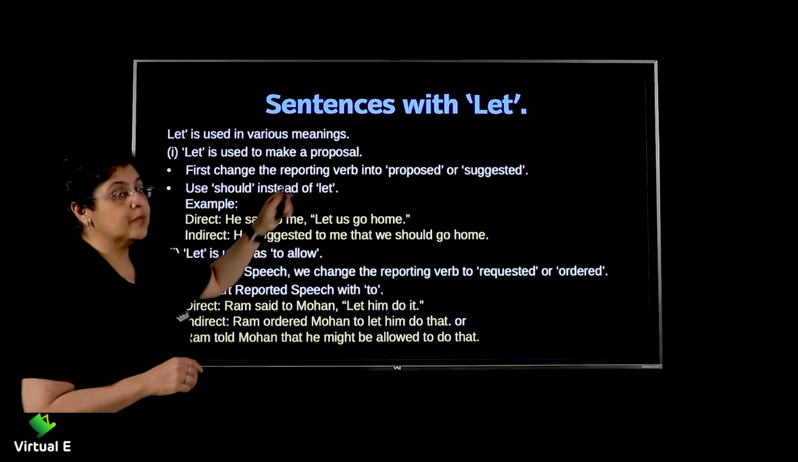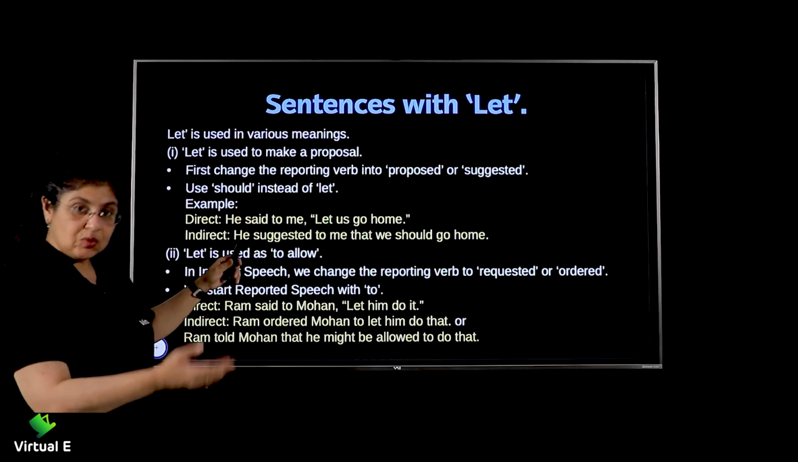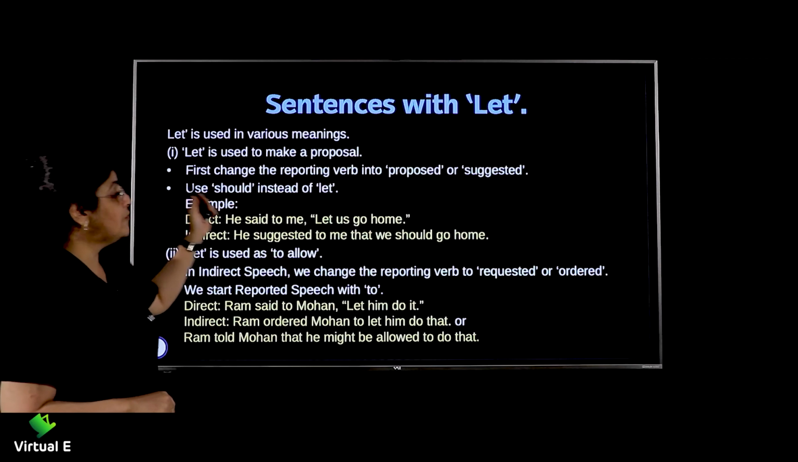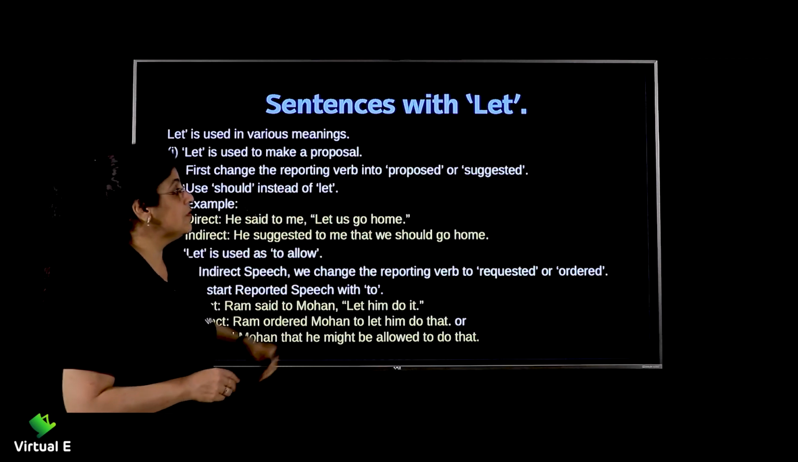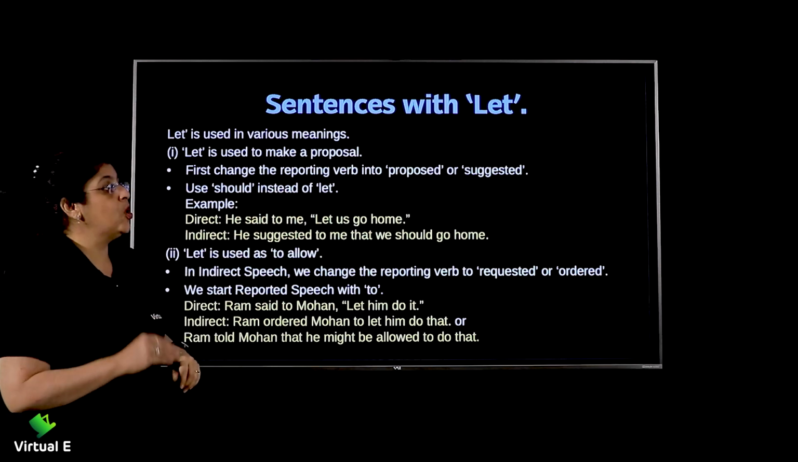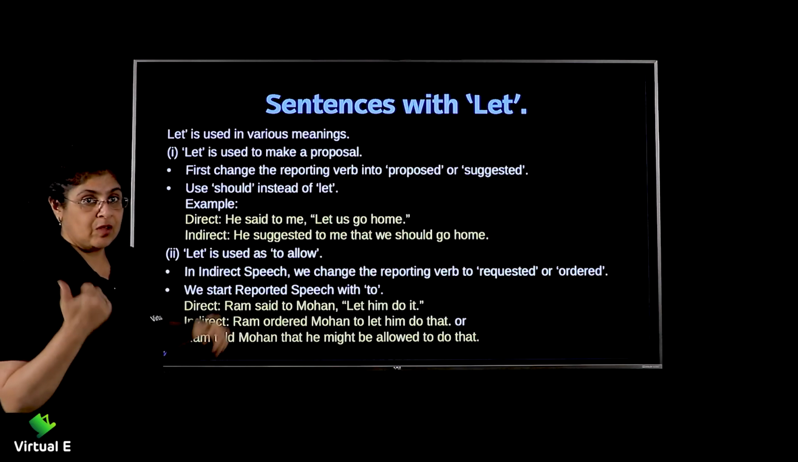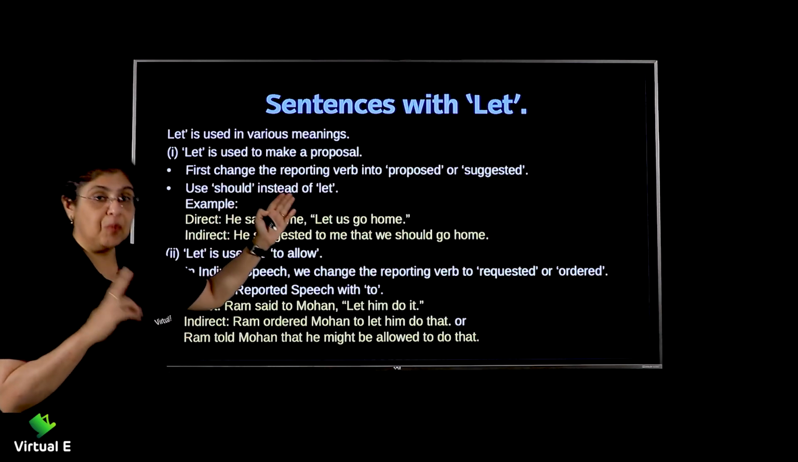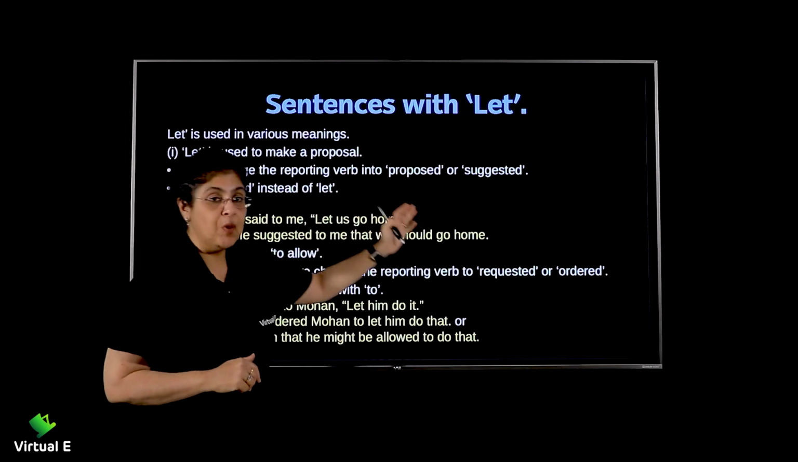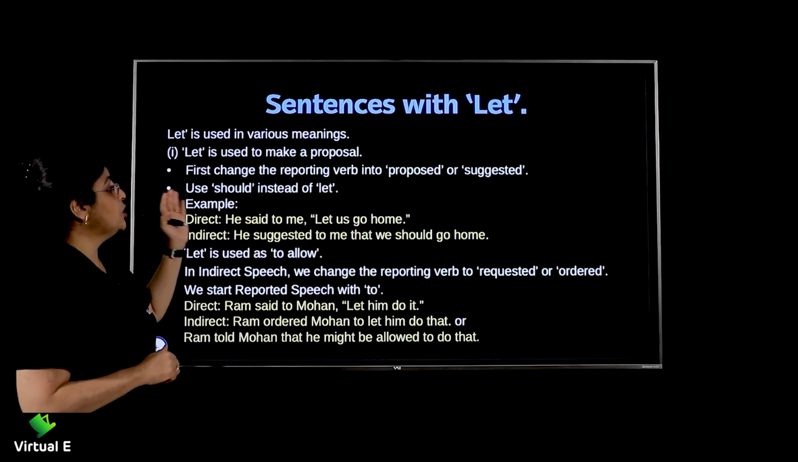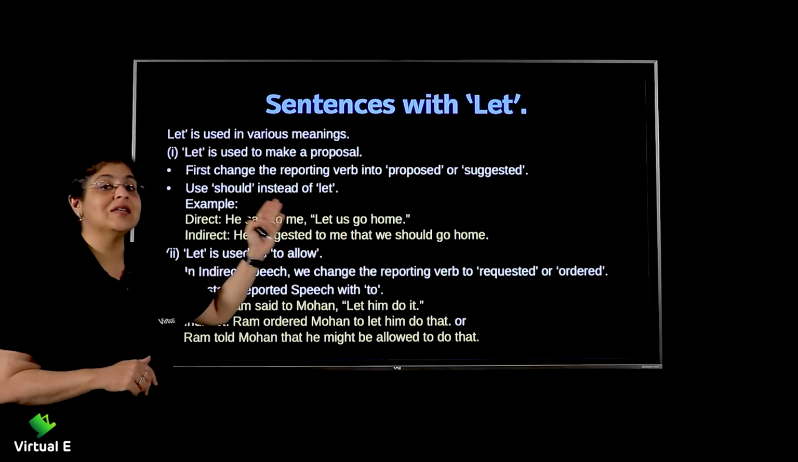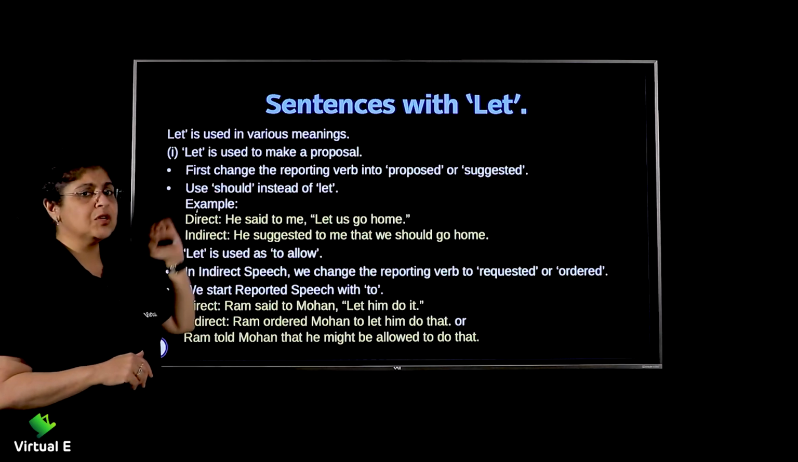Let is used to make a proposal. Let us do this, let us do that. You're making a proposal. Now, first change the reporting verb into proposed or suggested. Then you will use should instead of let. This is what you have to do.